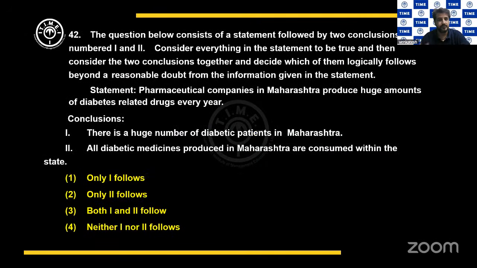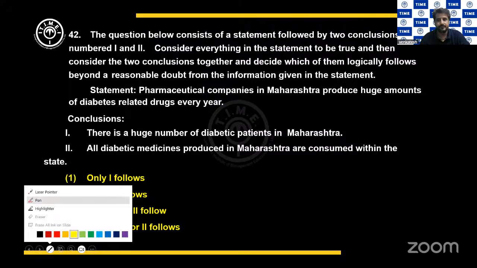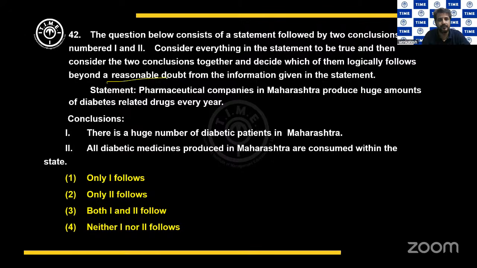Right. One more question. The question below consists of a statement followed by two conclusions numbered 1 and 2. Consider the statement to be true and then consider the two conclusions together and decide which of them logically follows beyond a reasonable doubt from the given information. Statement: Pharmaceutical companies in Maharashtra produce huge amounts of diabetes related drugs every year. Conclusion 1: There is a huge number of diabetic patients in Maharashtra.